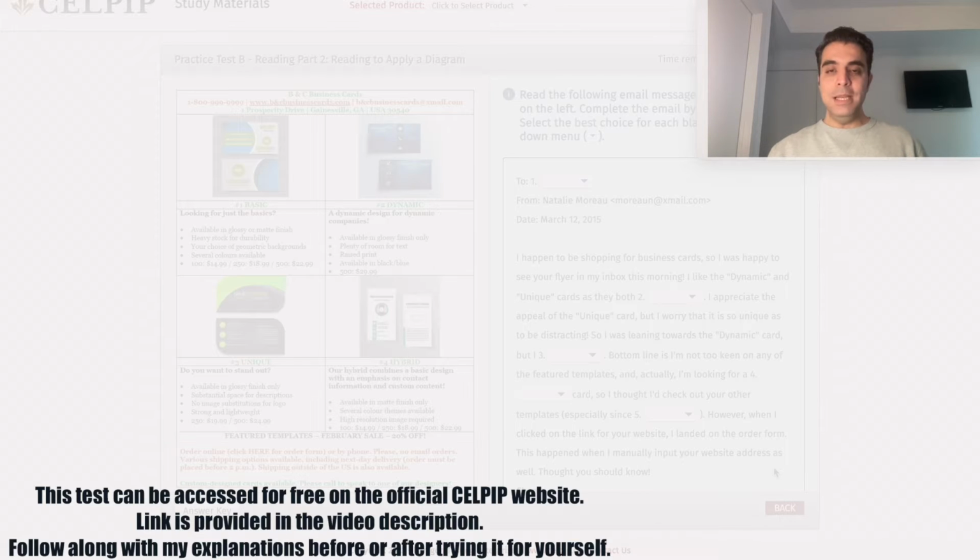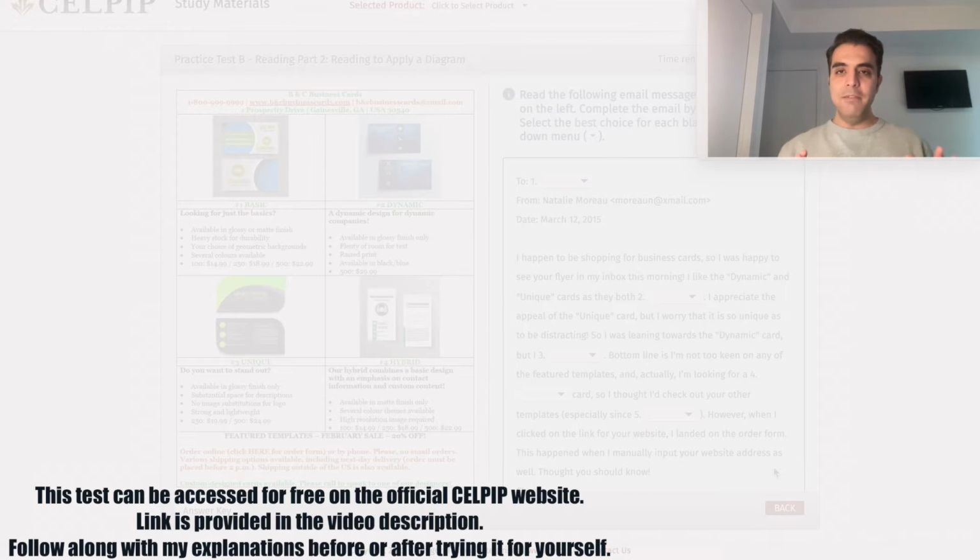So let's begin with this part of the test. I'm going to start by going over the techniques that you need. And once I've established the basic techniques, we're going to apply those same techniques to this passage that you can see here. Okay, so part 2, as you already know, is called reading to apply a diagram.